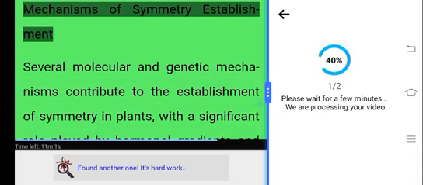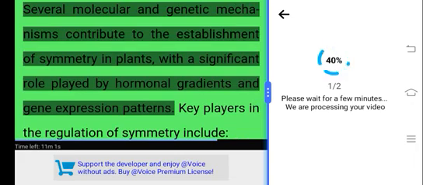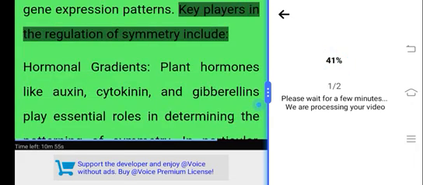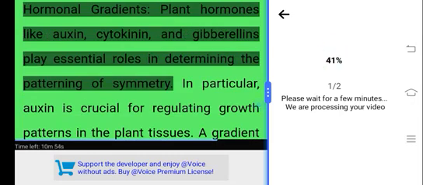Mechanisms of symmetry establishment. Several molecular and genetic mechanisms contribute to the establishment of symmetry in plants, with a significant role played by hormonal gradients and gene expression patterns. Key players in the regulation of symmetry include hormonal gradients. Plant hormones like auxin, cytokinin, and gibberellins play essential roles in determining the patterning of symmetry.